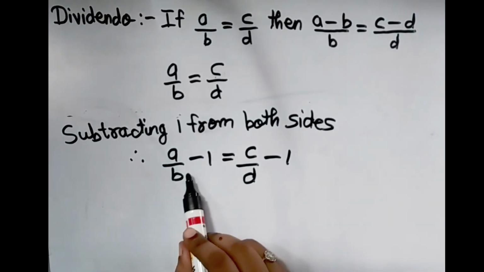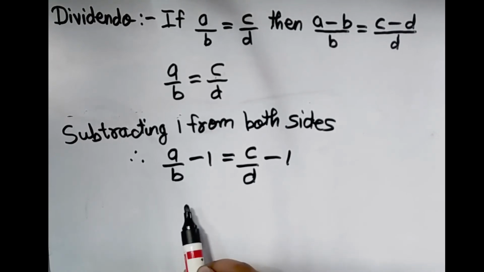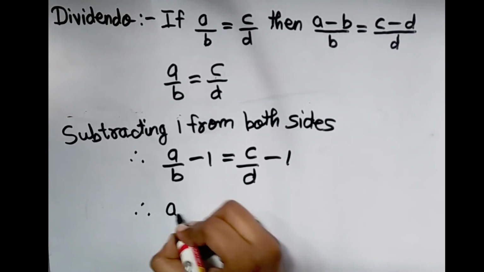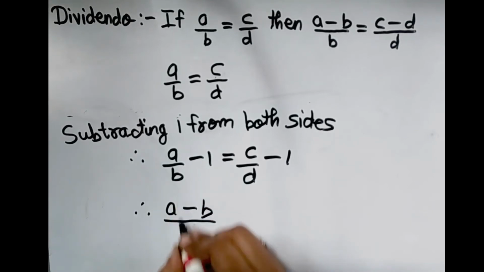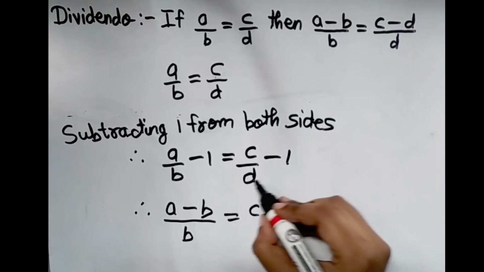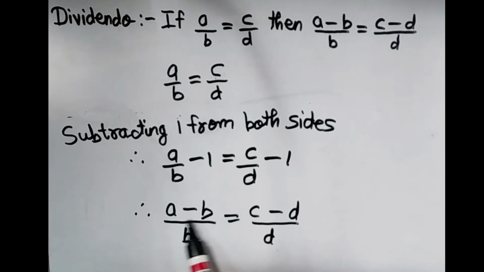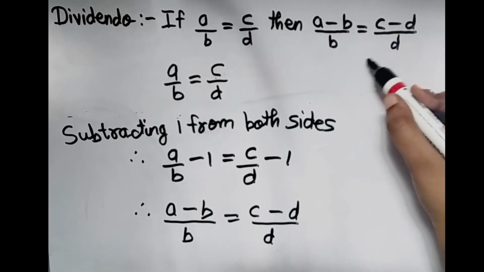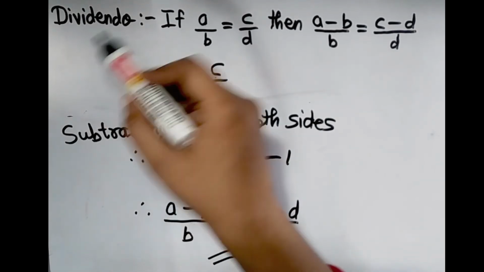We will subtract this by using cross multiplication, which we have already learned in subtraction of fractions. Therefore, A minus B into 1 will be B upon B, which is equal to C minus D into 1 will be D, the whole upon D. A minus B upon B is equal to C minus D upon D. So this is what we have to prove here. We got this answer. This is how we will prove dividendo property.